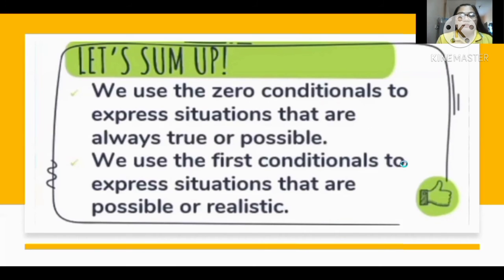We use the zero conditional to express situations that are always true. We use the first conditional sentence to express situations that are possible or realistic. So if you compare these two conditionals, zero conditionals are always true, while the first conditional has a possibility of happening, or is realistic.